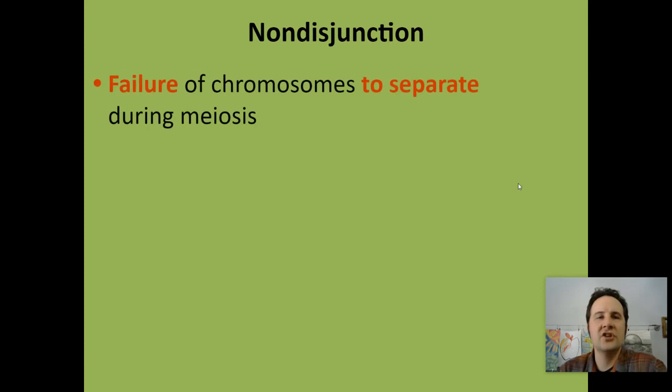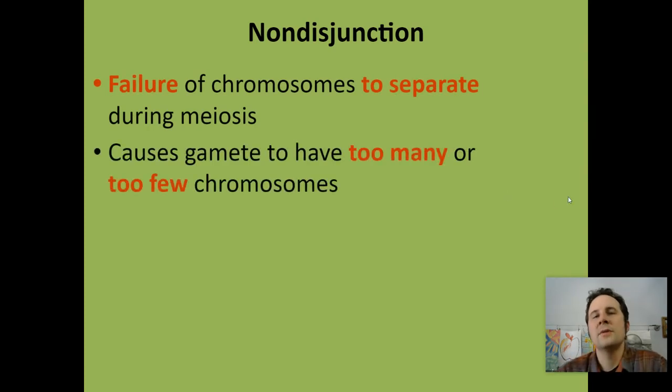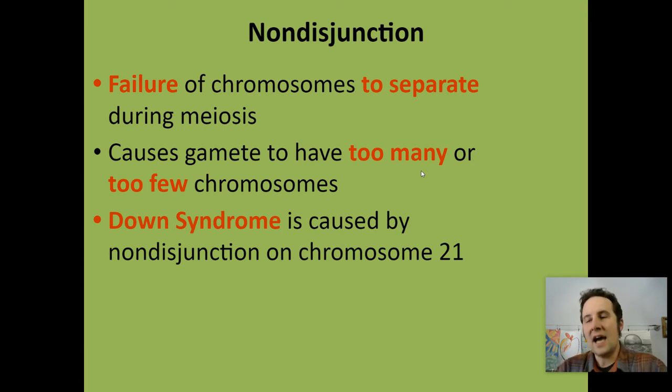And finally, non-disjunction. This is where chromosomes fail to separate during meiosis. Very similar to metaphase. We're going to come back and talk more about meiosis, so don't get worried about that word right now. But this is when we're making eggs and sperm. If non-disjunction occurs, what this means is that each egg or sperm is going to have too many or too few chromosomes. The most common condition that we see caused from non-disjunction is Down syndrome. Down syndrome is non-disjunction of chromosome number 21.